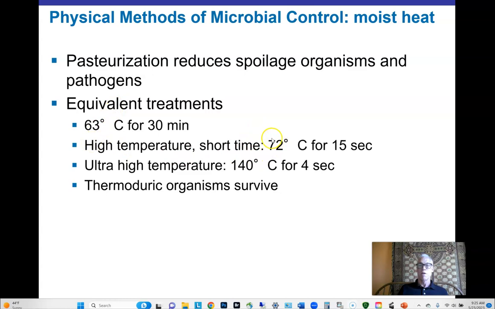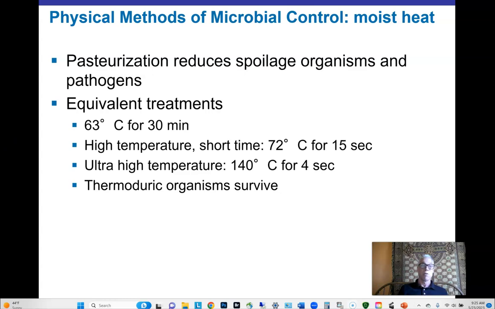If you raise the temperature higher, 72 degrees Celsius, we'll only need to expose the fluid to that temperature for 15 seconds in order to get rid of spoilage organisms. Ultra high temperature, 140 degrees Celsius, for only 4 seconds. So you can see this inverse relationship between the temperature and the time it takes to kill the microbes, but you have to consider what effect the temperature will have on the substance being pasteurized.